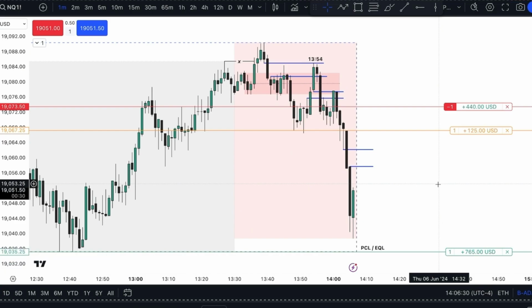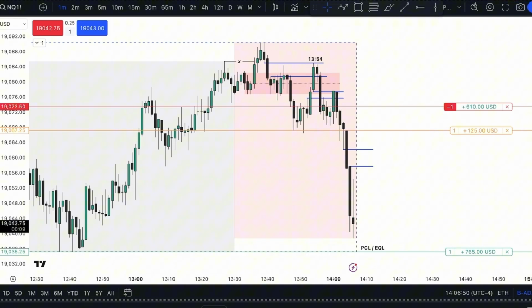And that is the end of this trade setup and this trade recap. This was a beautiful trade, netted me over $2,000 across several different accounts.